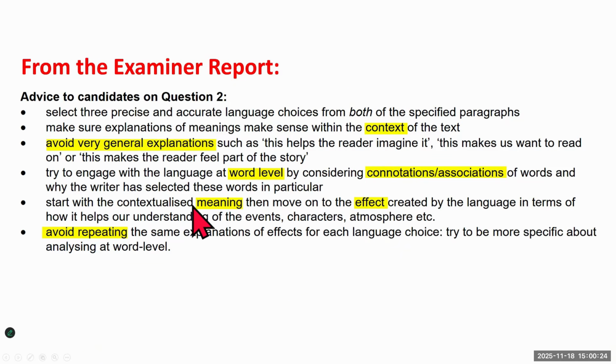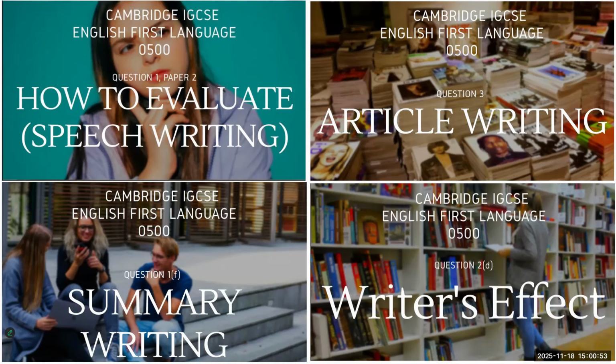So for the intermediate table, we also have the explicit meaning. Avoid repeating the same explanations of effects. For each language choice, try to be more specific about analyzing at word level again. So avoid repeating. That's one of the things that I've talked about in my second video. Do make sure that you go and watch it. Also, make sure you watch my other videos.